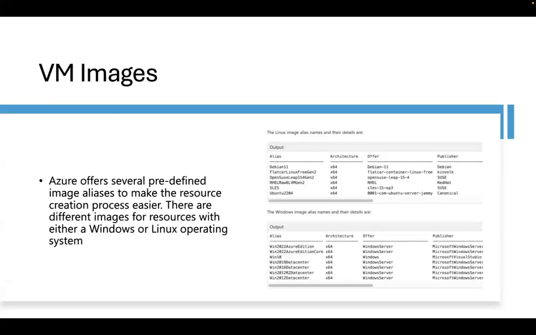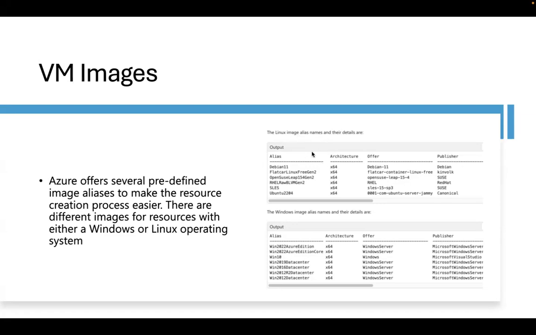Okay. The first one is virtual machine images. Azure offers several predefined image aliases to make the resource creation process easier. So there are several images which are already created and they are available in Azure Marketplace. From there, you can directly use them. Some of them are listed here in the diagram. I have taken this from Azure Learn.